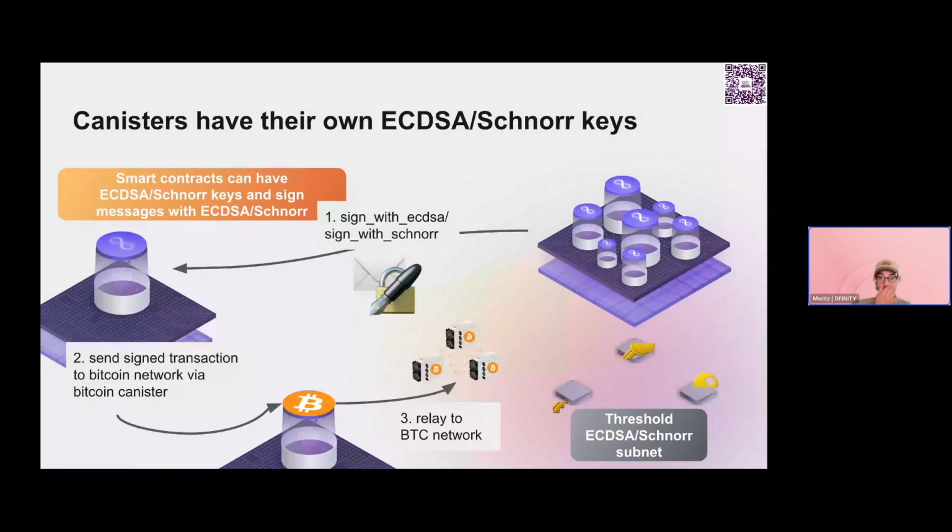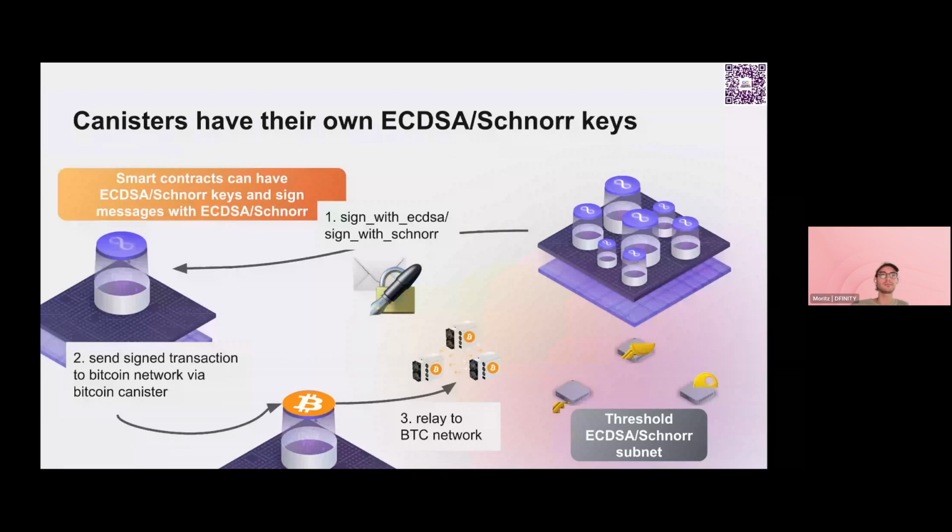And this would be an example of a full flow for a canister to send Bitcoin. So what they would first do is assemble the transaction, and then they would request a signature on the transaction from the threshold subnet. So this would be the first step. Then they have their signed transaction, and what they then do is call, in the case of Bitcoin, the Bitcoin send transaction API method that we saw earlier to send the signed transaction to the Bitcoin network via the Bitcoin canister. And then the protocol, the Internet Computer network, takes care of relaying this transaction to the Bitcoin network.